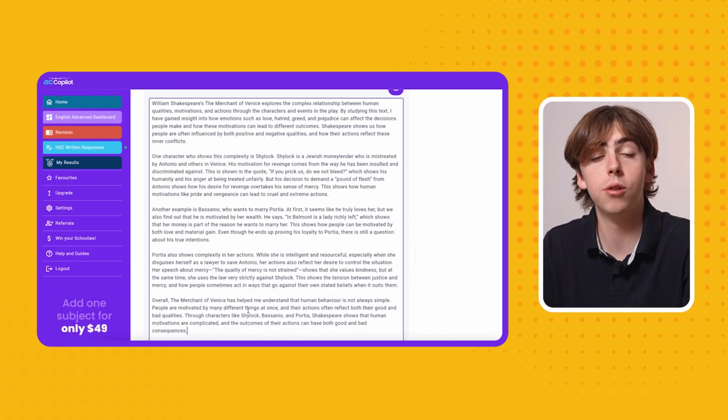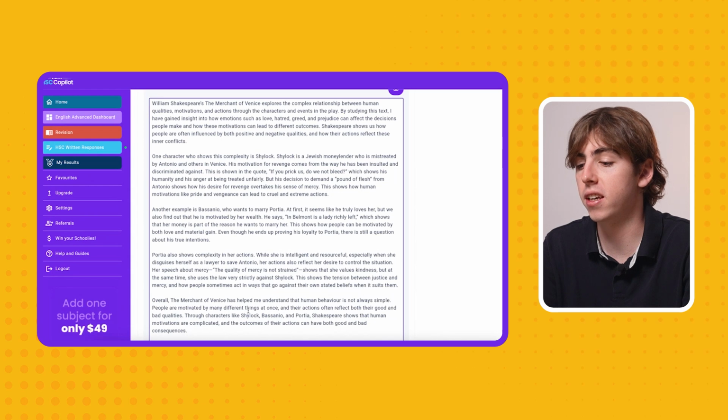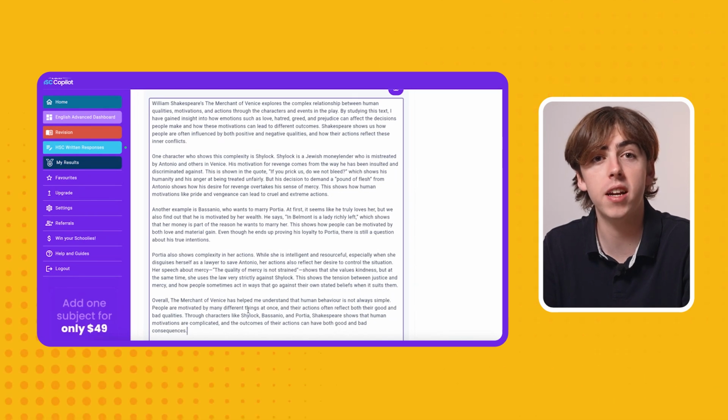And that's what we're going to look at in this next section. I'm going to show you a sample response that has the right characters and events, but doesn't yet dig deep enough into how meaning is made. Let's take a look. I'll show you the full response here. Feel free to pause if you want to read it in detail.